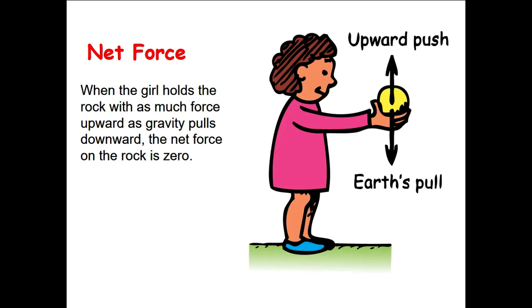Let's take a realistic problem. This girl is holding a rock in her hand. Now, the rock is not moving, it is at rest in her hand. There are two forces acting on the rock. Earth's pull, that's a gravity pull, which is downward, and the girl's hand is pushing upward on the rock. Now, the net force on the rock is 0 because the rock is not moving, it is at rest. So the two forces should cancel out. The net force is 0.